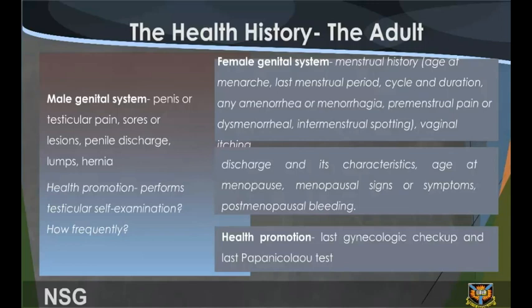premenstrual pain or dysmenorrhea, intermenstrual spotting, vaginal itching, discharge and its characteristics, age at menopause, menopausal signs or symptoms, postmenopausal bleeding. Health promotion: last gynecologic checkup and last Papanicolaou test.